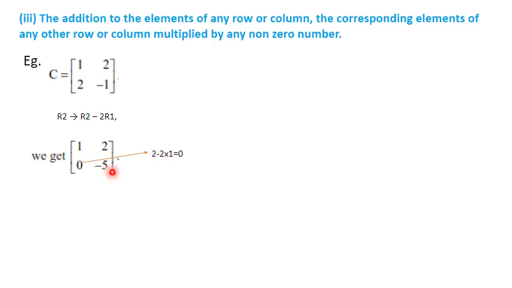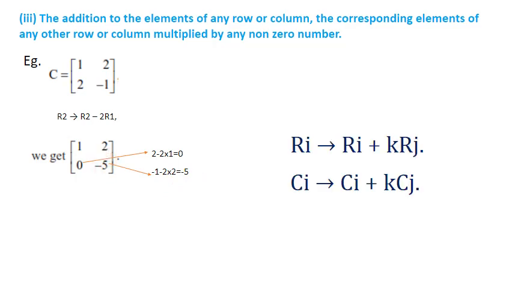Now let us see how we got this minus 5. The second element of R2 is minus 1, then minus the scalar 2 into the corresponding element of row 1, that is 2. So minus 1 minus 2 into 2 is equal to minus 5. That is the way we got minus 5. In general, we can write this operation as Ri changes to Ri plus k into Rj, which means multiply any scalar with any row and add or subtract it with any other row. The same operation applies to columns also.